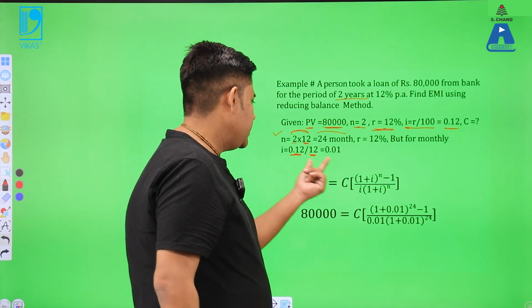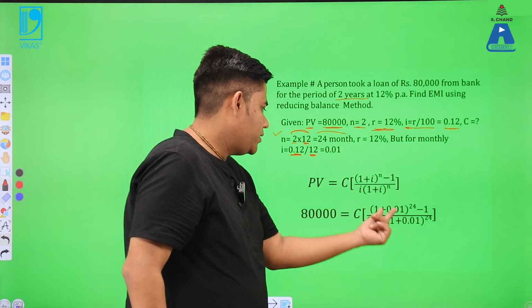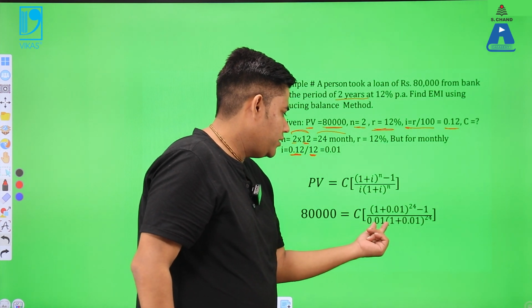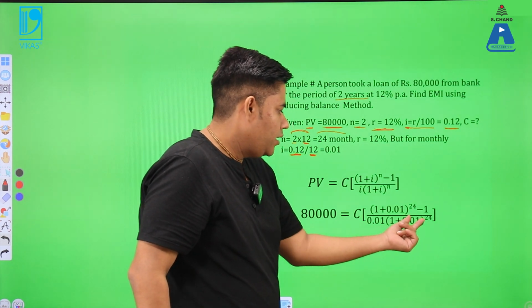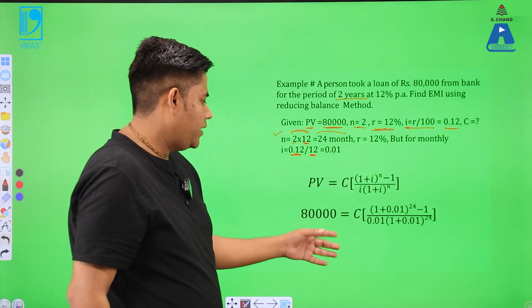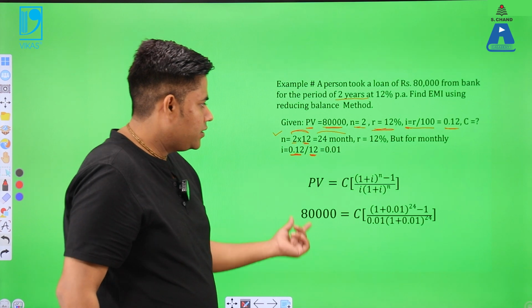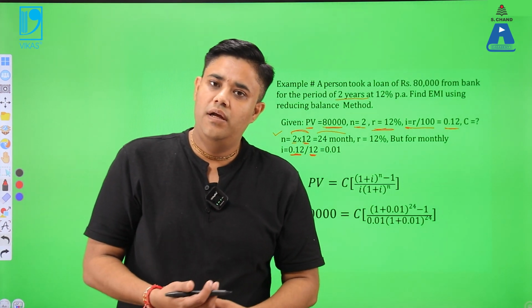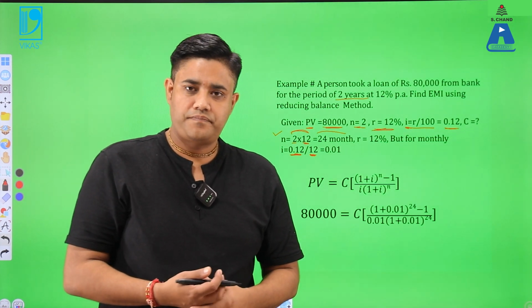So here i is 0.01, which is to be substituted here, and raised to the power 24 minus 1 over 0.01 into 1 plus 0.01 raised to the power 24. So this is the 80,000 present value, and C would be that equal monthly installment that would be charged from that particular customer.